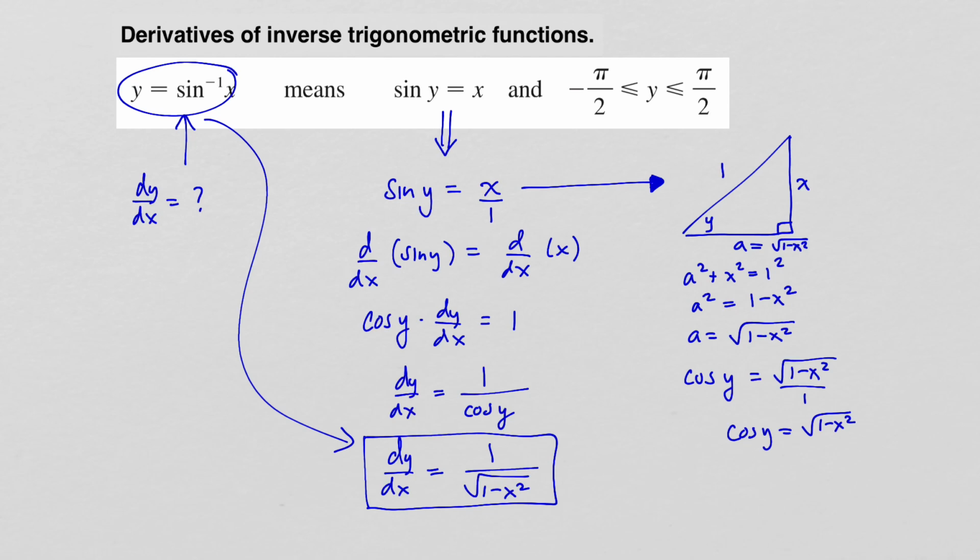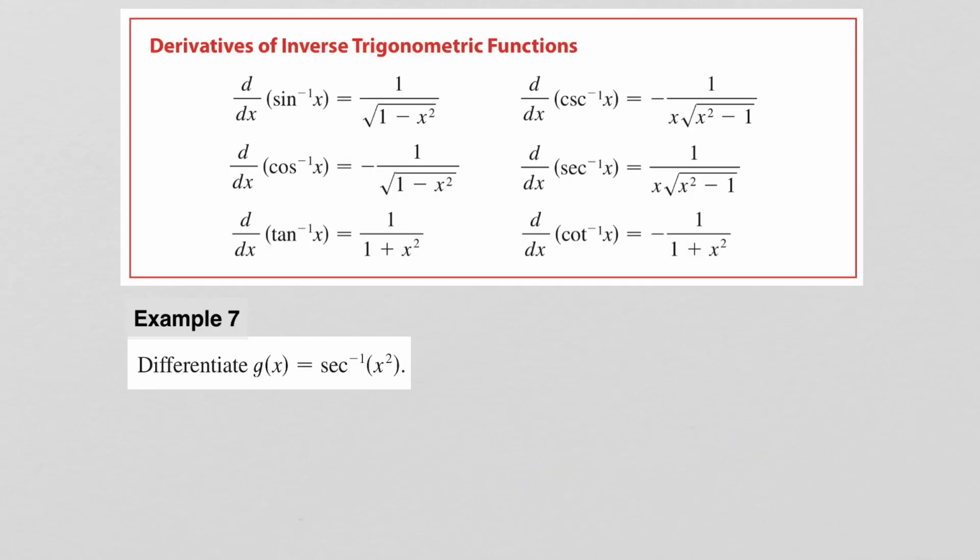And this same process can be repeated for all 6 of the inverse trigonometric functions. Now, I won't do any more here, but they are all pretty much the same, and that leads us to the result. The derivatives of your inverse trigonometric functions are as follows. The derivative of inverse sine of x is 1 divided by the square root of 1 minus x squared. This is the one that we just proved.